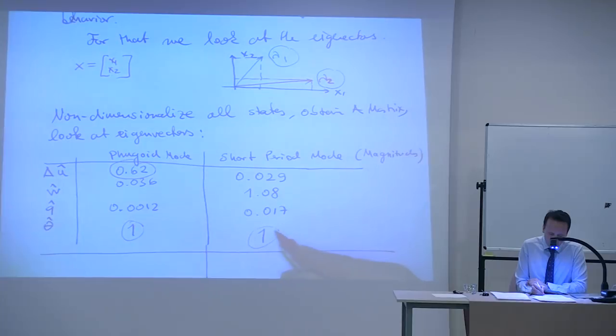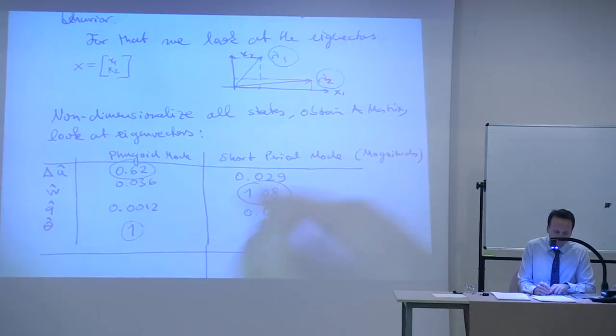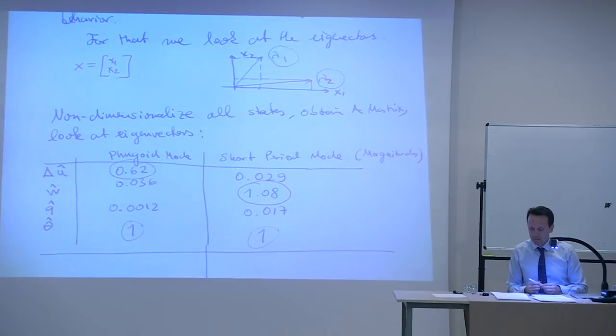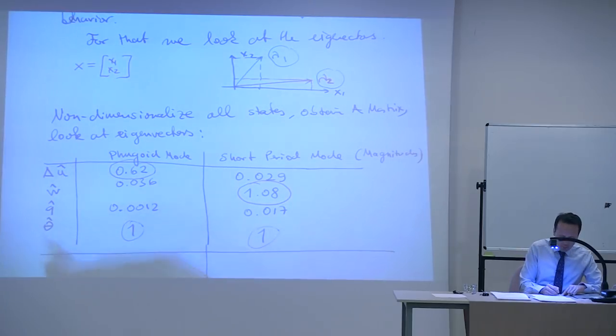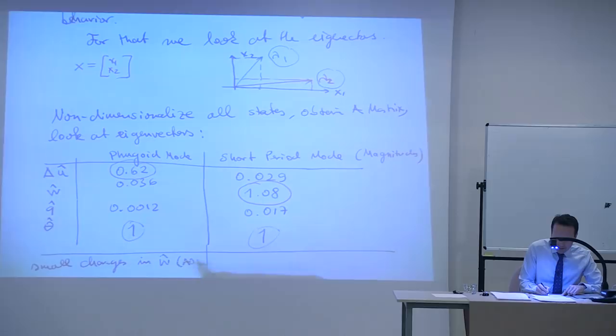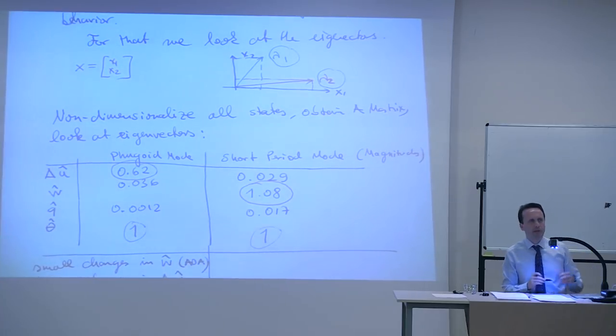Look at the short period. Well, of course, the angle is larger than the rates, but you have a really large one here, the W. That's the angle of attack. So the oscillation in the short period is obviously very strong in the angle of attack. So here we see small changes in W hat, which really represents the angle of attack for us, but large changes in delta U, which is basically the forward velocity in the body X direction, right?